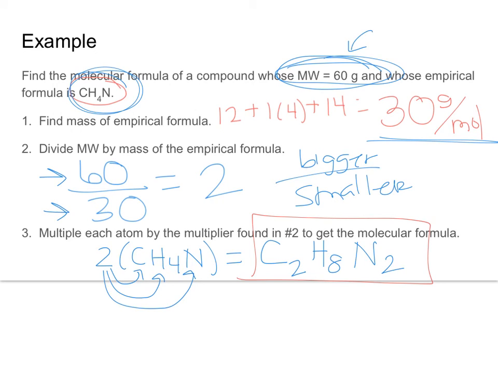So if you have the empirical formula and you have the mass, which will always be given to you, you can determine the molecular formula of the compound. If the empirical formula is not given, then you would first need to calculate that in order to determine the mass of the empirical formula, and then divide it out to find the multiplier to determine the molecular formula.